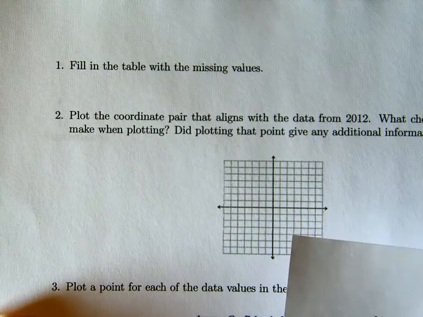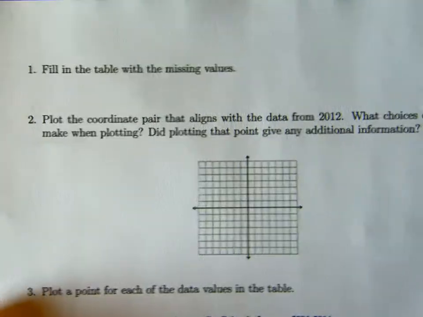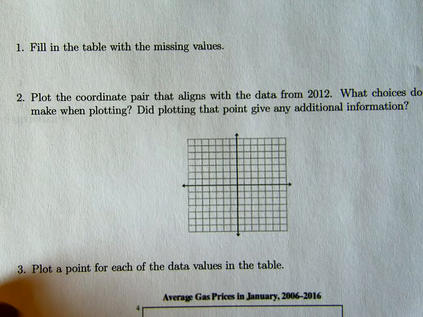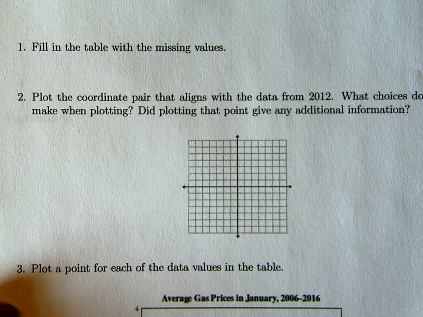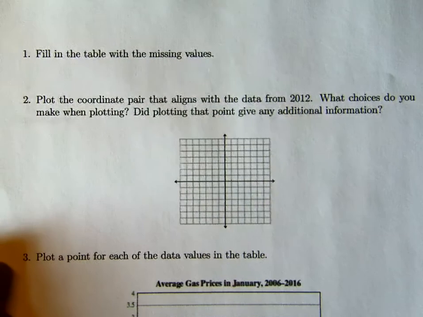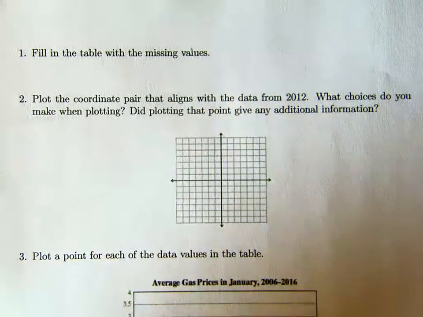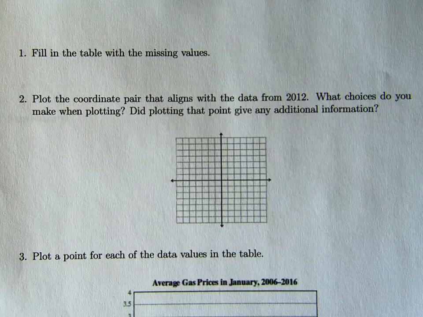Number 1, fill in the table with the missing values. Check. Number 2, plot the coordinate pair that aligns with the data from 2012. What choices do you make when plotting? Did plotting that point give any additional information? Okay, there's a lot there. Let's pick it apart. Plot that coordinate pair.